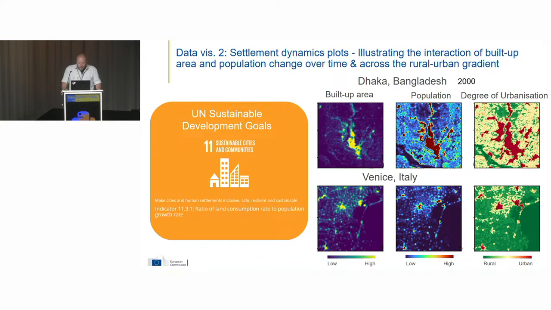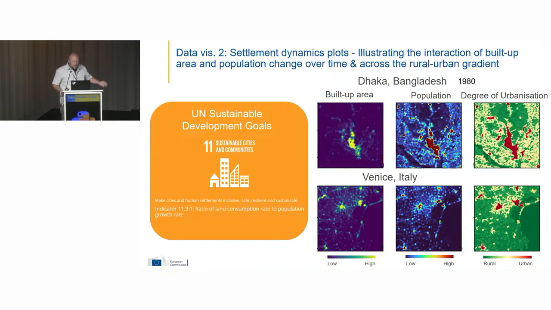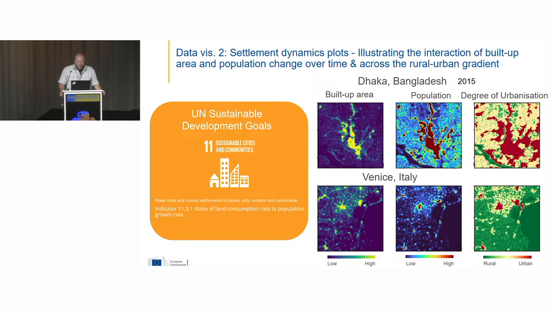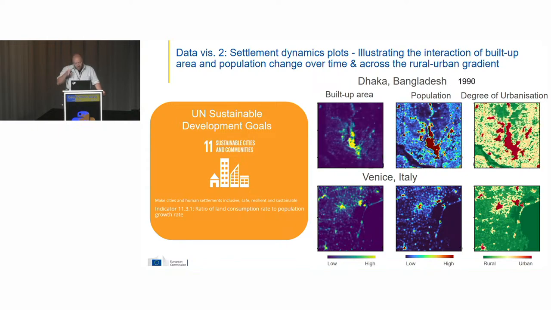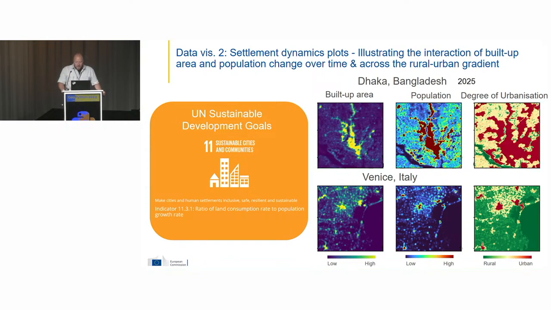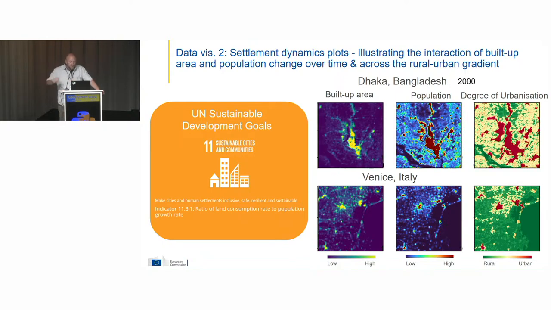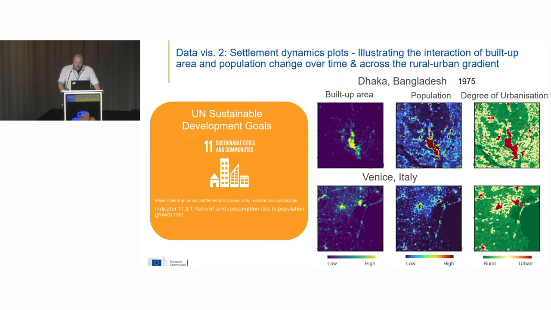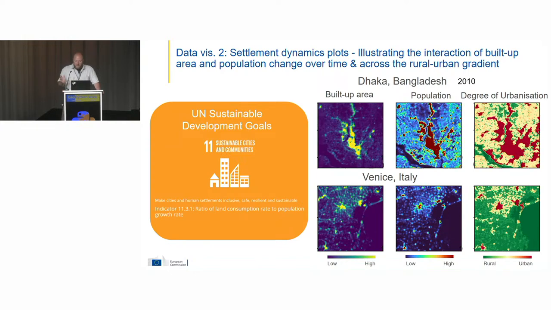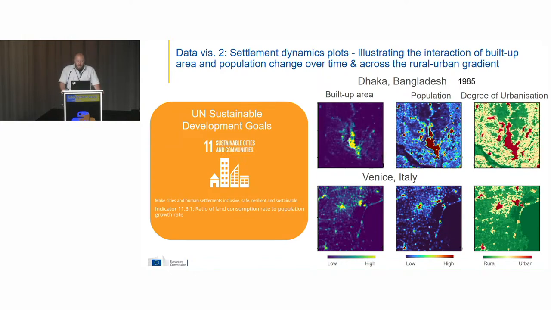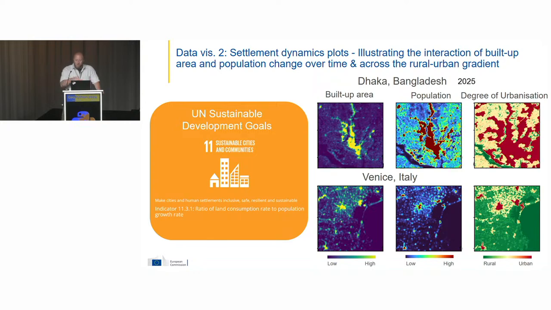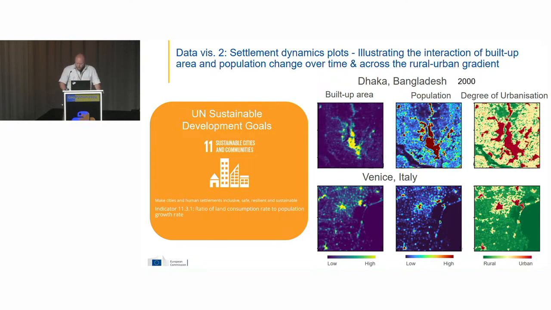And what you can see here are basically the ingredients, right? So the built-up area over time, the population over time, and then this rural-urban continuum model, which is the degree of urbanization that basically classifies the territory into 7 classes from most rural to most urban land.